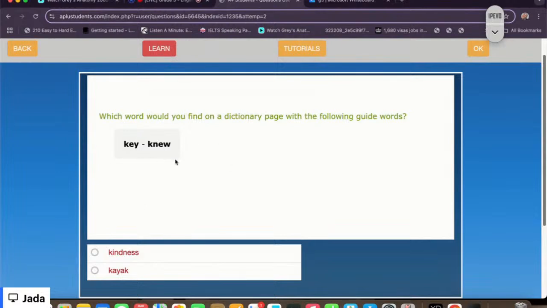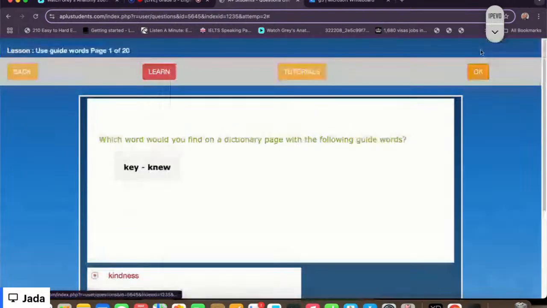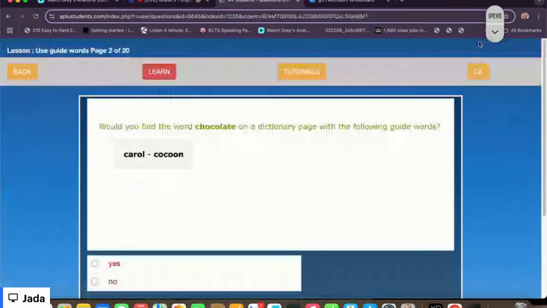All right, so we have key and we have new. So which of these can we find? Of course, we cannot find kayak in between because it starts with KE, but we can find kindness, from E up until N. So we can find kindness. Yes, kindness is correct. So we have chocolate. Can we find chocolate in between Carol and cocoon? Yes or no?